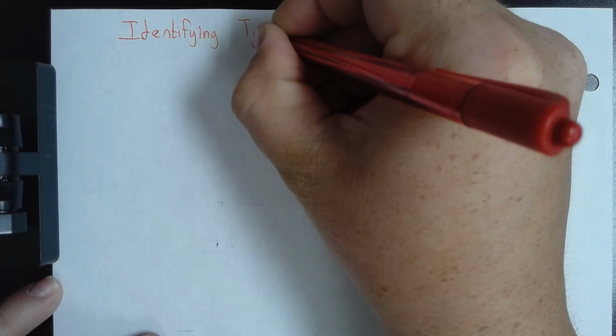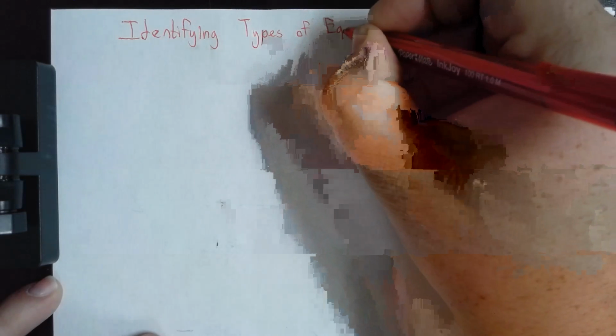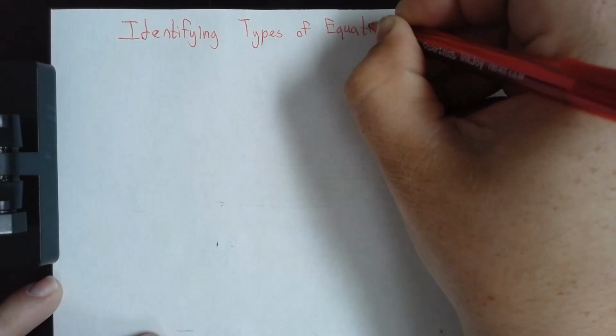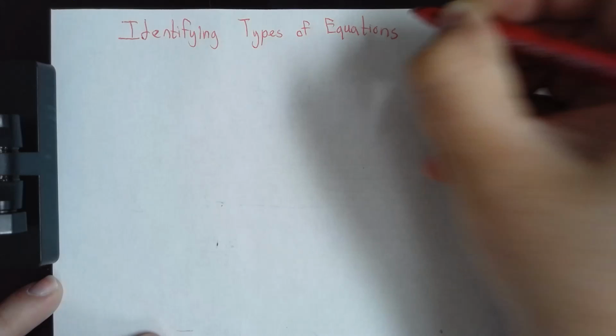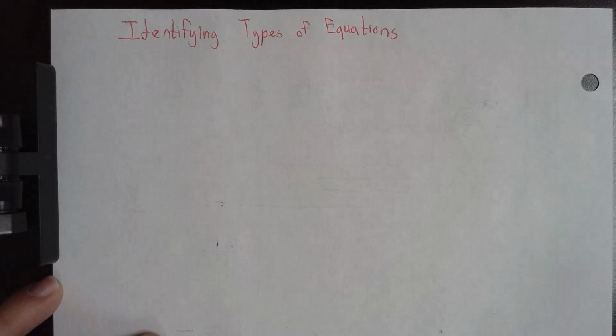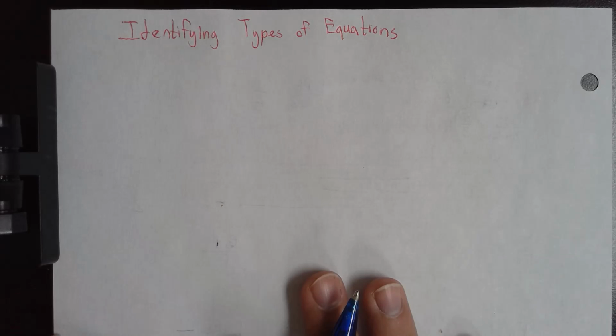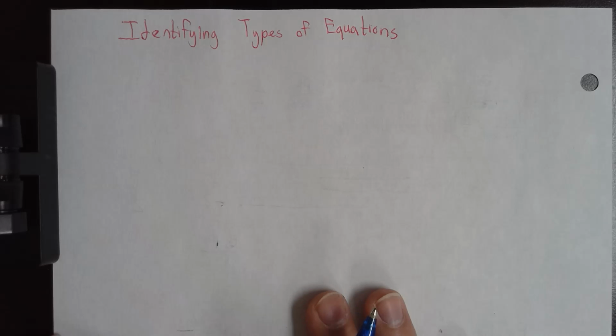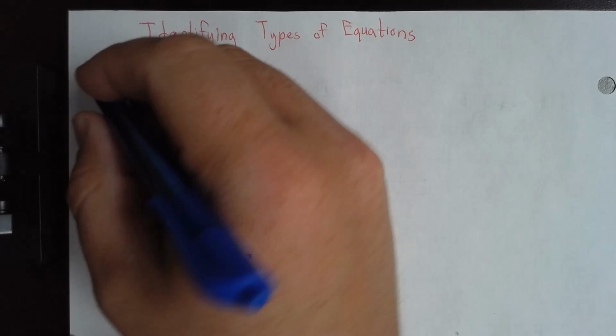Types of equations. Identifying types of equations. Now, we've dealt with 3 main types of equations so far. What's our first type that we used today? Again, what type of equation is that? Linear. Okay, so our first type we're going to talk about is linear.